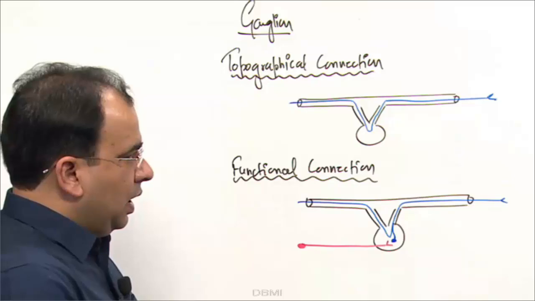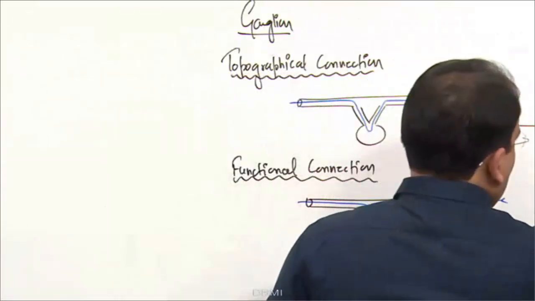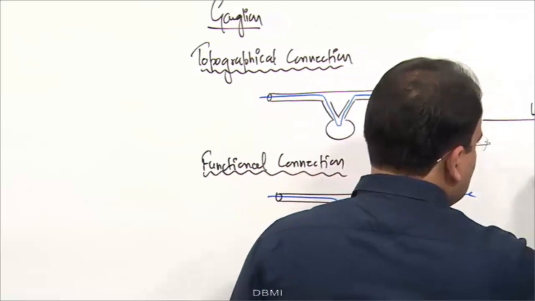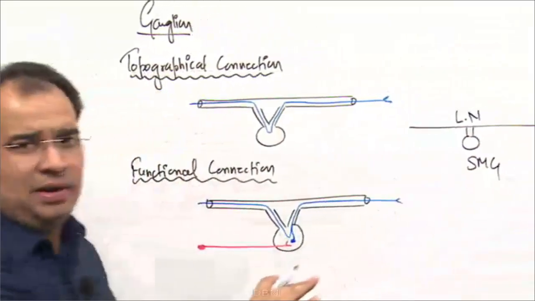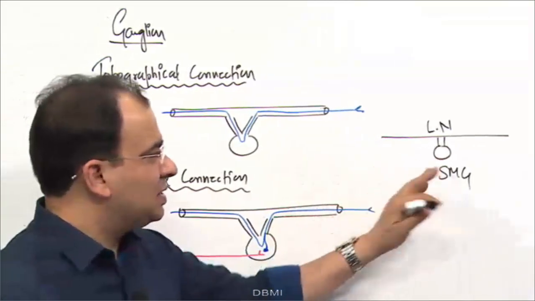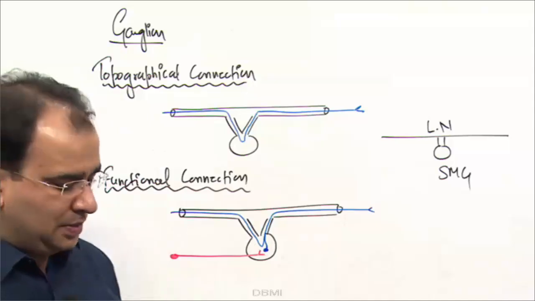We have the lingual nerve, and this lingual nerve is topographically connecting the submandibular ganglion. This is one example here. We'll talk about this example in detail again. So this is a lingual nerve and this is submandibular ganglion. It is a topographic connection.